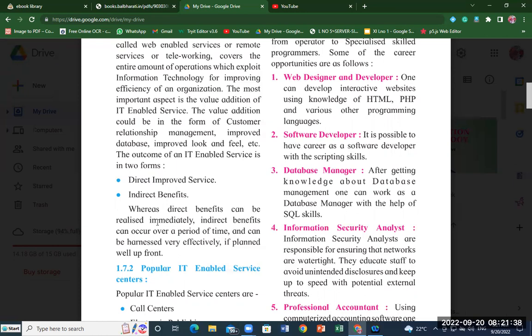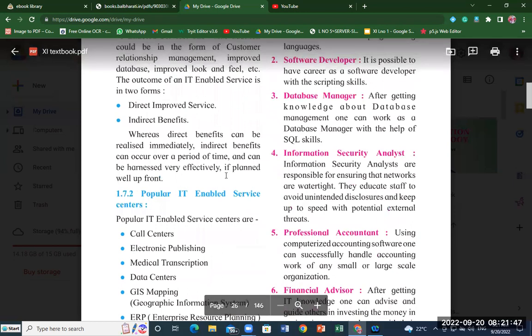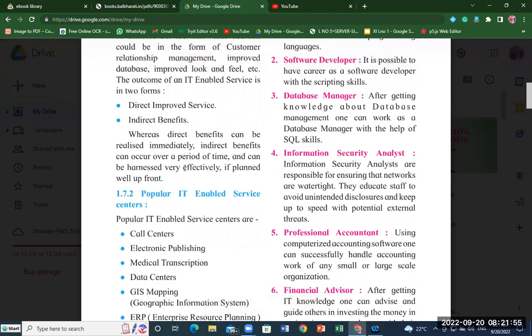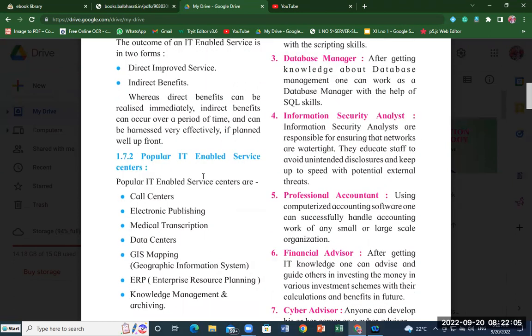But direct benefits are when we go to a big bazaar, we get certain discounts, right? So there also we'll be getting direct improved services and indirect benefits. Whereas direct benefits can be realized immediately, indirect benefits can occur over a period of time and can be harnessed very effectively if planned well up front. Correct? Seriously, only if we are planning properly, then we can get the effective part of our business.